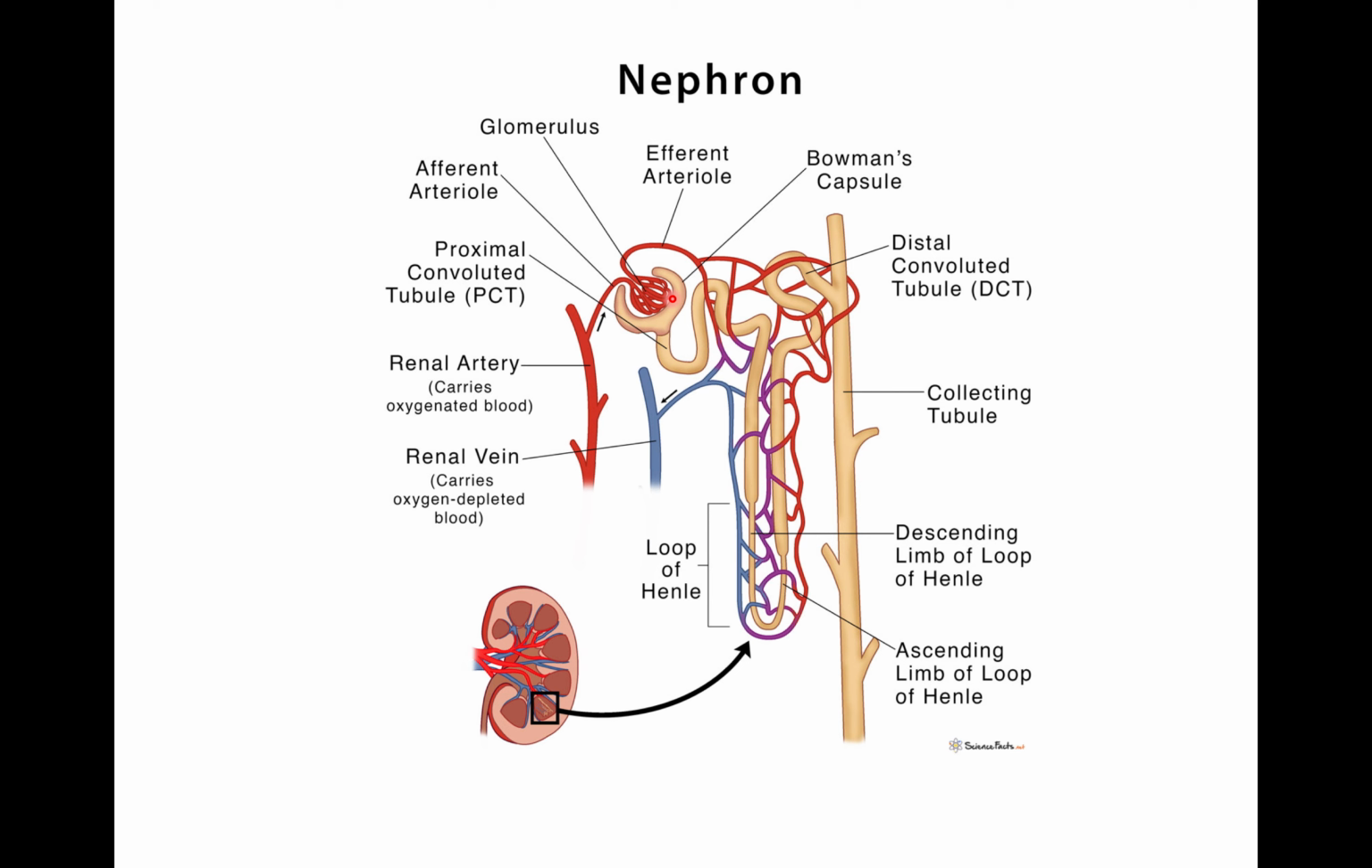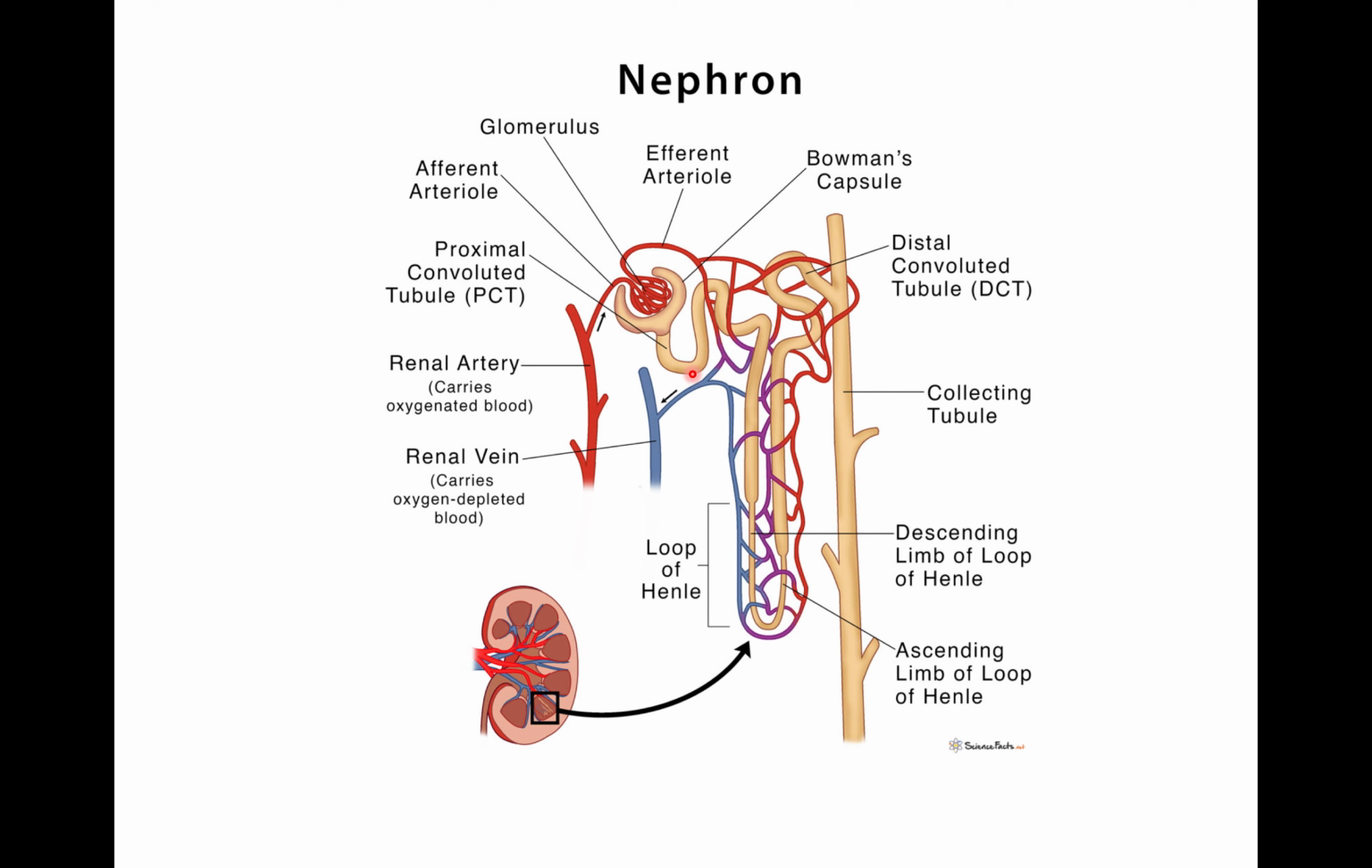Now the second part is the proximal convoluted tubule. It is a portion of the nephron after the Bowman's capsule, and it goes through the cortex and finally opens into the loop of Henle. It is a secretory part of the nephron and it is lined with ciliated epithelial cells.